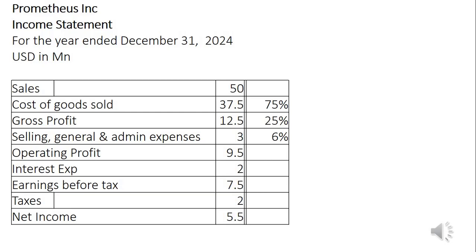Here we can also observe that the gross margin for this firm stands at 25% of sales, while selling, general and administrative expenses are recorded at 6% of sales. We don't see any other items on the income statement that tie up with sales in any significant manner.